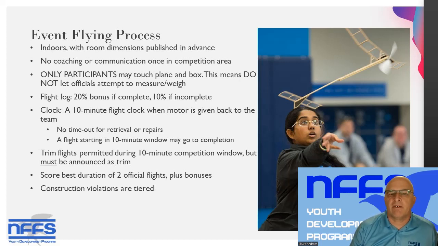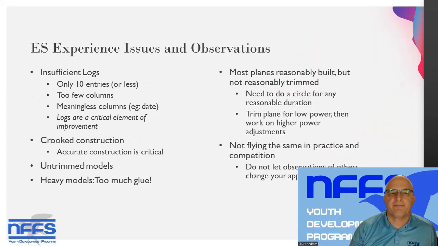Trim flights are permitted during the 10-minute competition window, but it doesn't stop the time, and it must be announced as a trim flight. Now, as an ES, I always ask the students, is this trim or is this official? But if the students fail to announce it, then it's automatically an official flight as soon as they release the plane. The score is the best duration of your 2 official flights plus bonuses. Construction violations end up placing behind all other flights that didn't have construction violations.